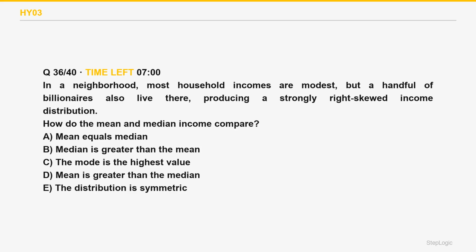How do the mean and median income compare? In the neighborhood, most household incomes are modest, but a handful of billionaires also live there, producing a strongly right-skewed income distribution. Read the command, mean versus median and right skew. A few huge values drag the mean upward.